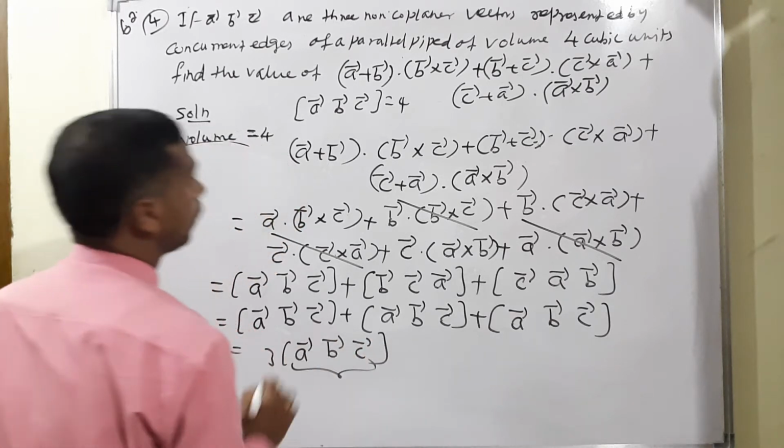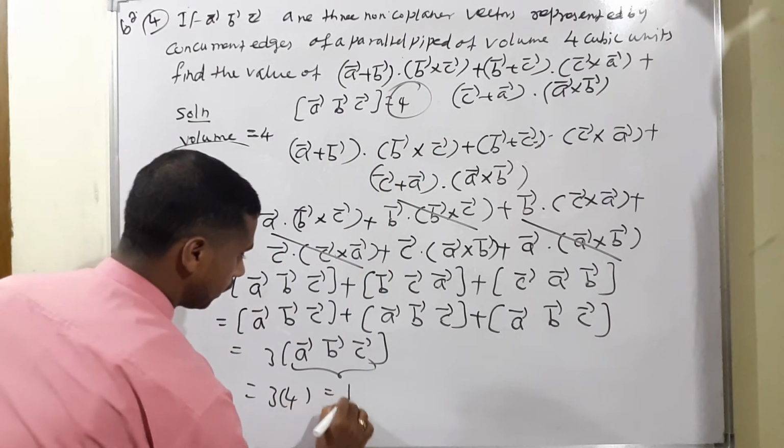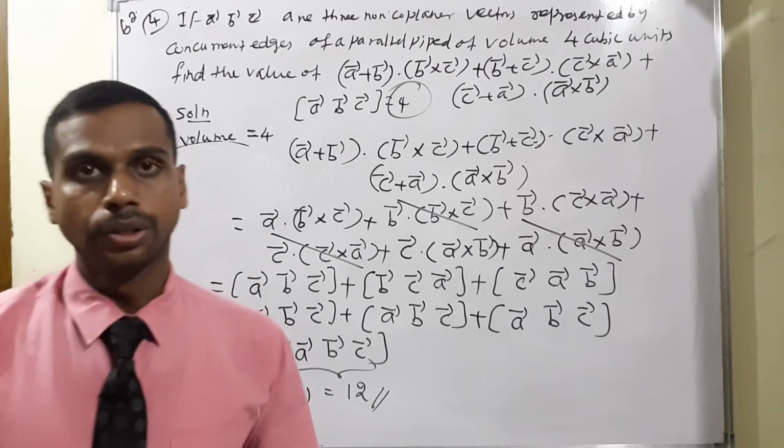This is the already given value. What is the value? It is equal to 4. Therefore 3 into 4 is equal to 12, the answer. This is the answer for question number 4. Okay, I will continue with the next question.